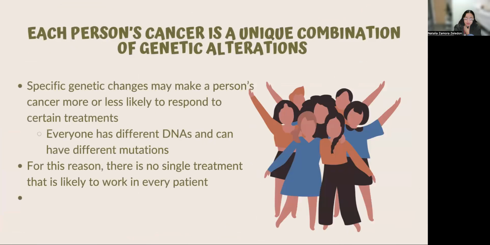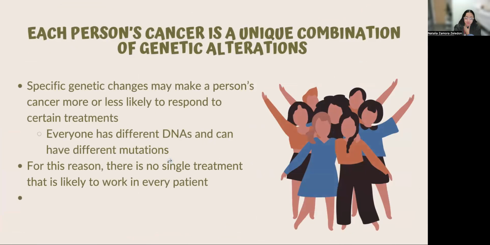And this is all the content we have for the biology of cancer, but remember that each person's cancer is a unique combination of genetic alterations. Specific genetic changes may make a person's cancer more or less likely to respond to certain treatments. For this reason, there is no single treatment that is likely to work in every patient. And we hope that we were able to show how cancer sometimes is truly just a game of chance. Cells divide trillions and trillions of times, so it is just a chance that sometimes those divisions will go wrong.